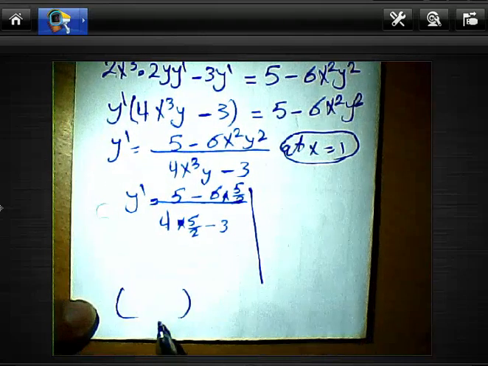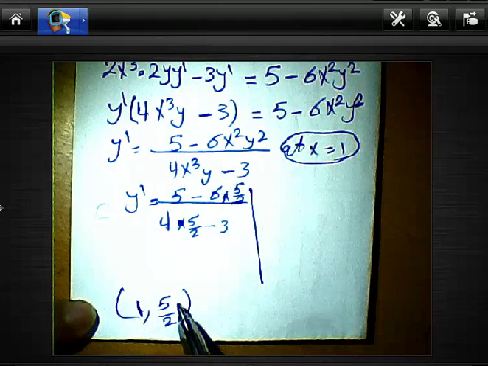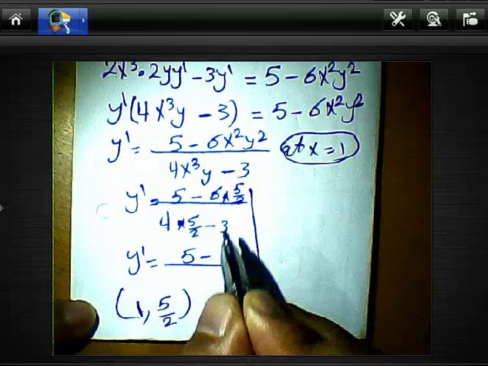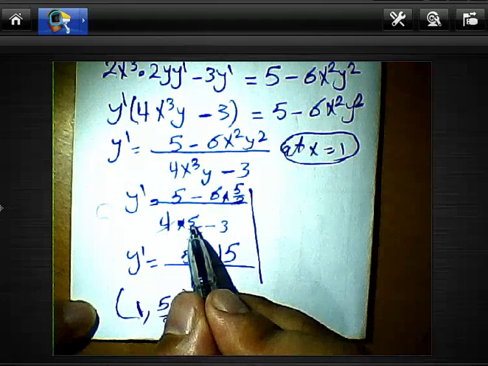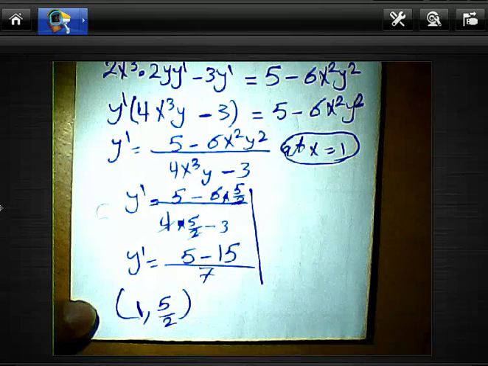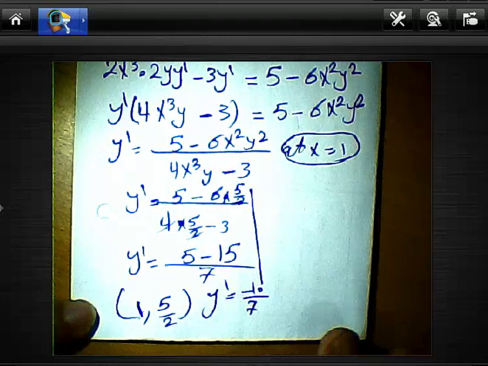Look at this point, 1 and 5 over 2. We put x equals 1 and y equals 5 over 2 in this equation, and we can simplify it and find the result. y' equals 5 - 6 divided by 2 equals 3, 3 times 5 equals 15. 4 divided by 2 equals 2, 2 times 5 is 10, 10 - 3 equals 7. 5 minus 15 equals negative 10. Negative 10 over 7. So the result for dy/dx, y' equals negative 10 over 7.